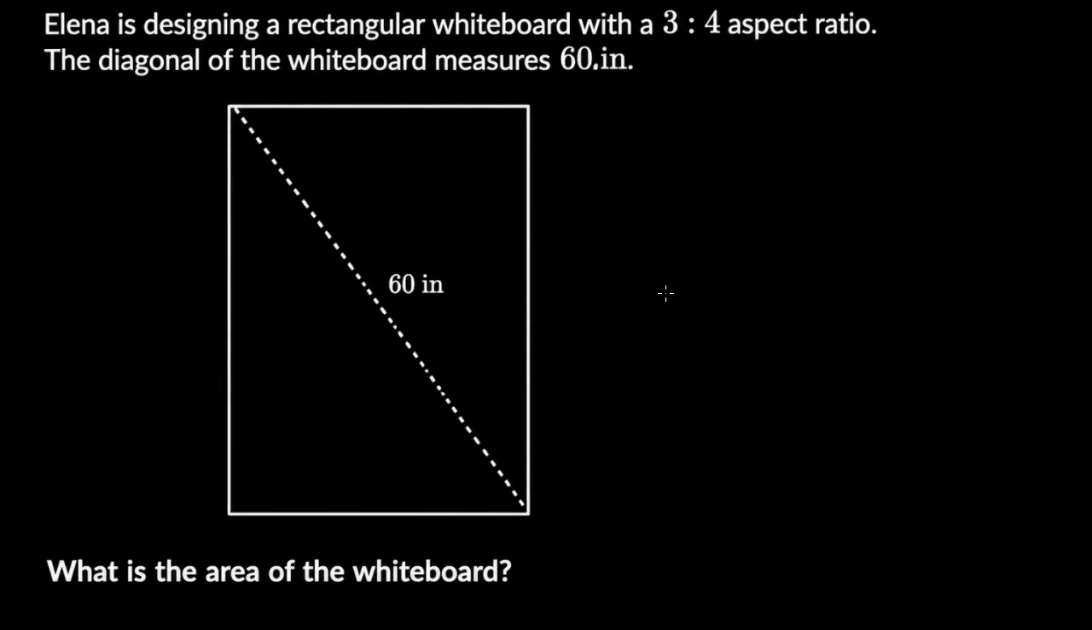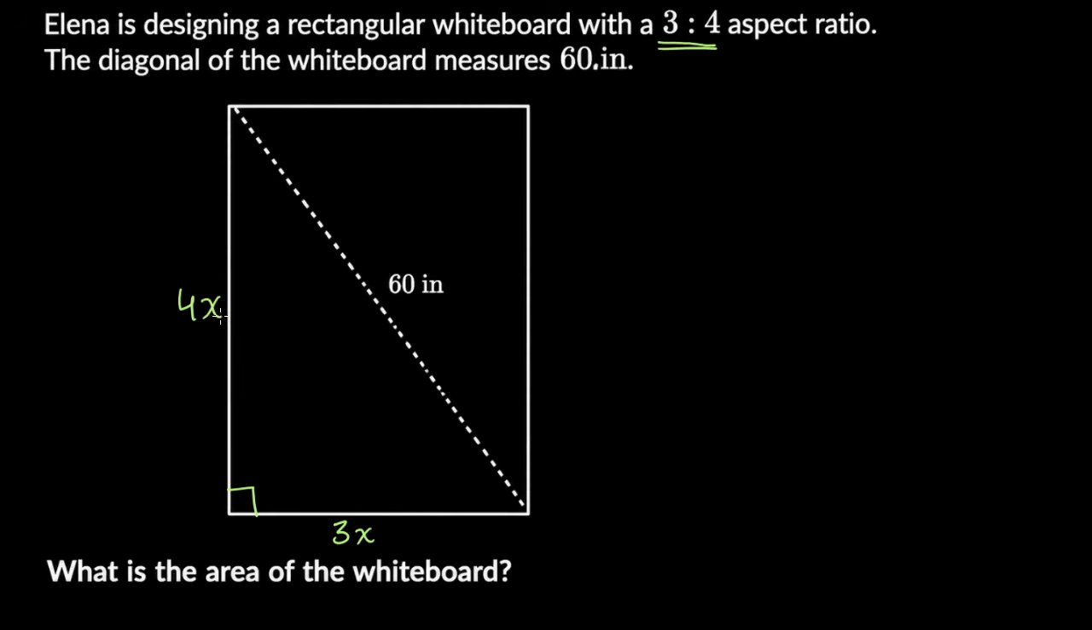All right, so when they say it's a 3:4 aspect ratio, that means the ratio between the width and the height is 3:4. So for example, let's say that this is 3x, whatever x is, then this would be 4x. Now we can use this information and the fact that it's a rectangular whiteboard, which means that this is a right angle. We can use this in the Pythagorean theorem to figure out what x is. And then once we know what x is, we can figure out what 3x is and 4x is and figure out the area of the whiteboard.